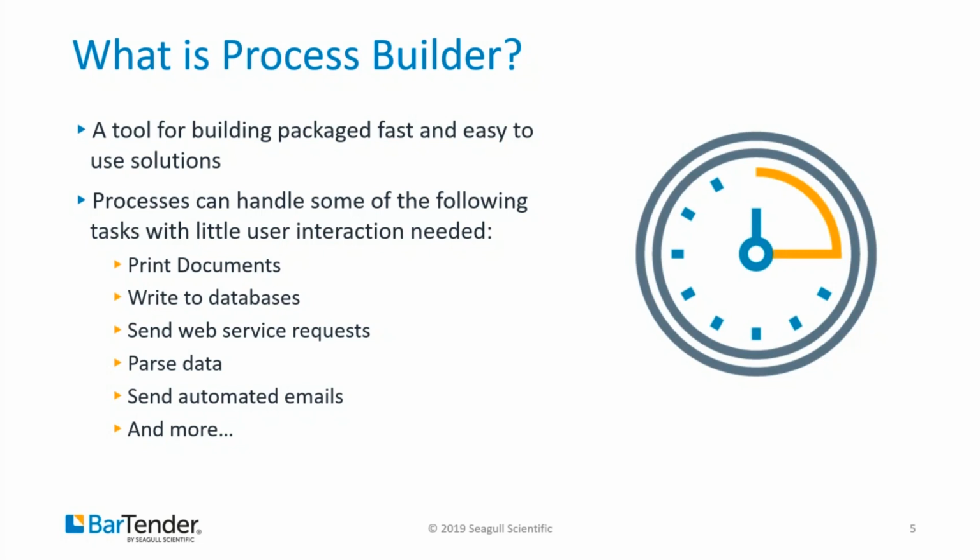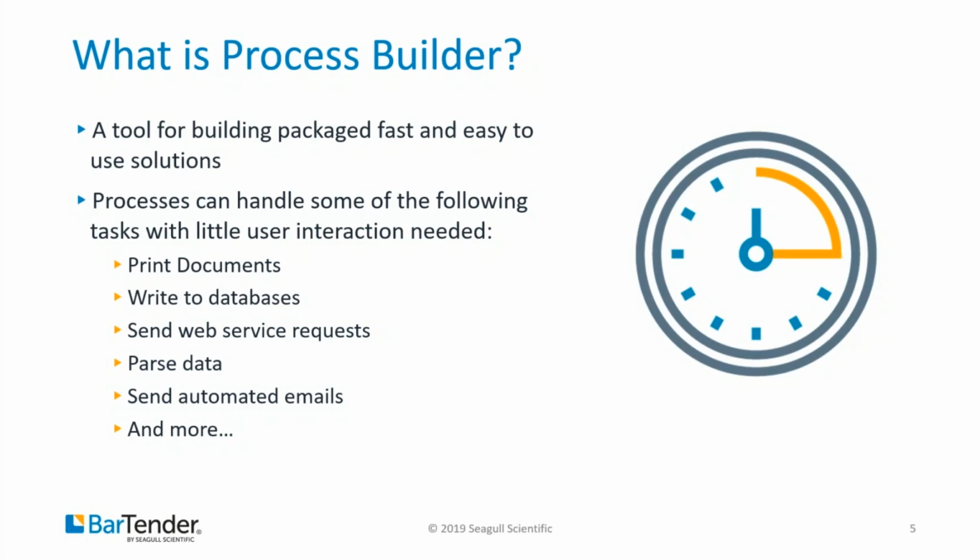If we're receiving data from a database, from a user prompt or anything like that, we may want to use it across multiple labels. We want to send that data elsewhere, but we need to parse it first. We can do that with Process Builder as well. And we can send automated emails. Really, this is just the tip of the iceberg, as I think I've said before in the series, as far as what options you have available to you. But that's a high level view.